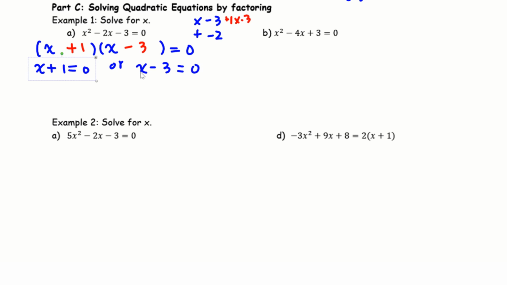We are looking for the values of x that make one of the brackets equal 0. So x plus 1 equals 0. We solve for x. We isolate x. Move the plus 1 to the other side, do the opposite operation. Plus 1 becomes minus 1. So x equals negative 1, and another solution: move the negative 3 to the other side, the opposite operation is plus 3, so x equals plus 3.